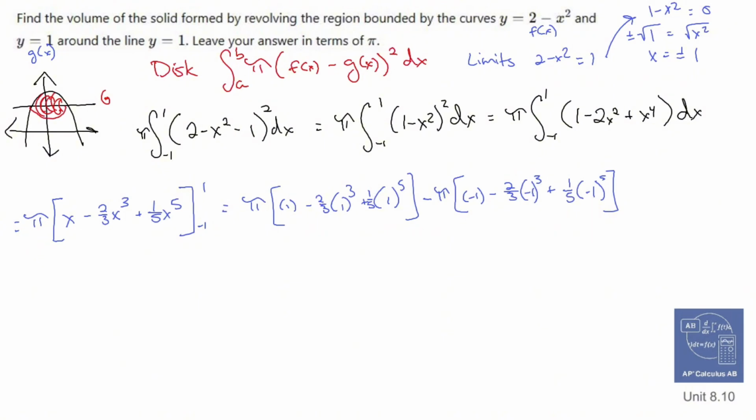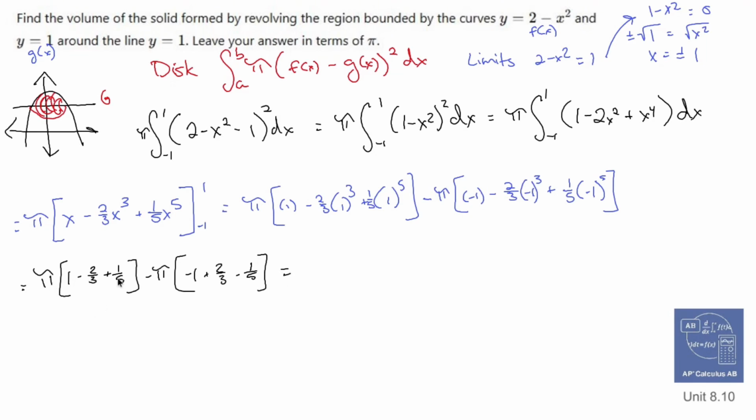Lots of the same numbers are going to be repeated, just opposites. Pi is still out there. We get regular 1. This becomes 1, so times negative 2/3 is negative 2/3. This becomes 1, so times positive 1/5 is positive 1/5, minus pi. Okay, you're still negative 1. You become positive 2/3, and you become negative 1/5.